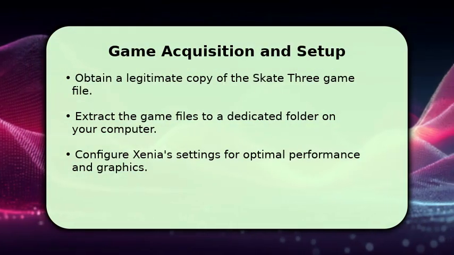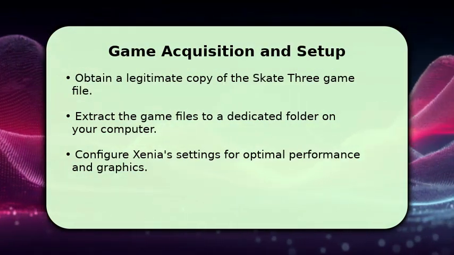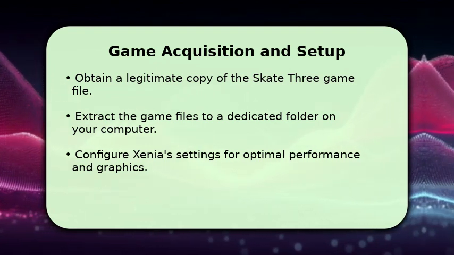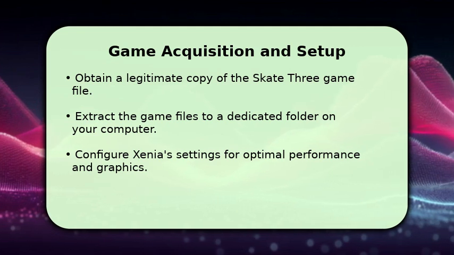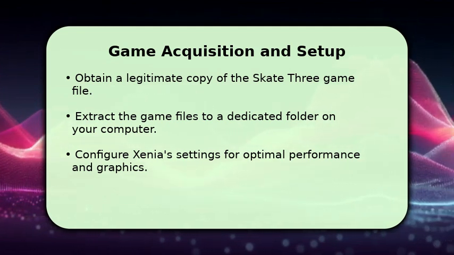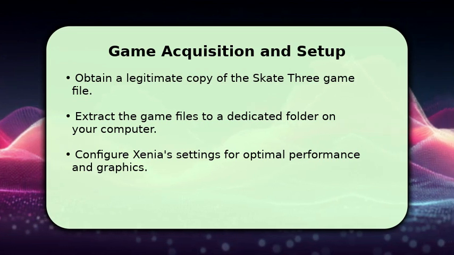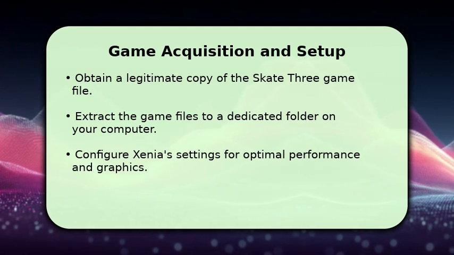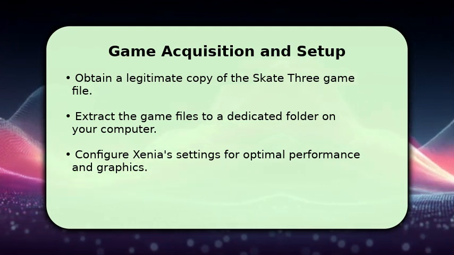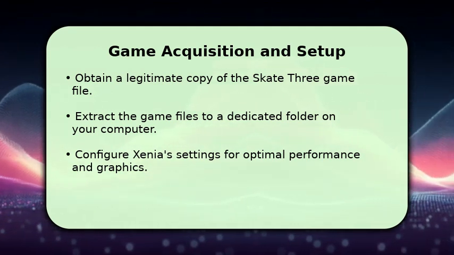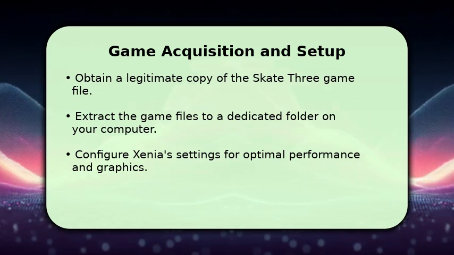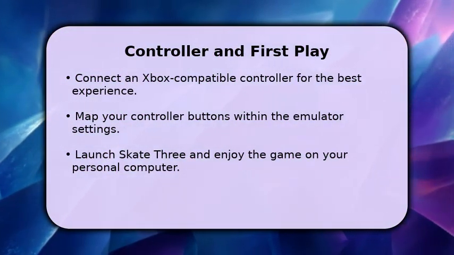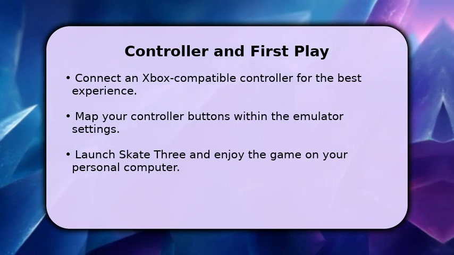Once you have your emulator, the next step is to acquire the Skate 3 game file. It is important to obtain a legitimate copy, perhaps from a disk you own. Extract these game files into a clearly organized folder on your computer. Then, open Xenia and navigate through its settings to configure options like resolution, audio, and input for optimal performance tailored to your system. For the most authentic and enjoyable experience, we highly recommend using an Xbox-compatible controller.